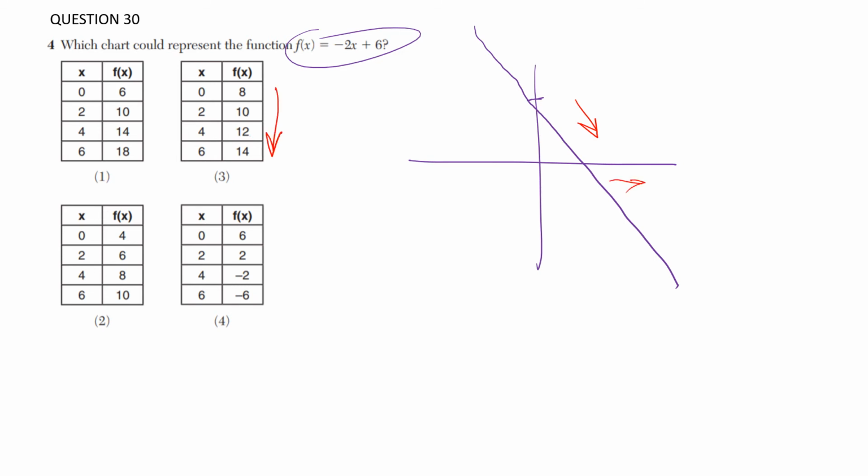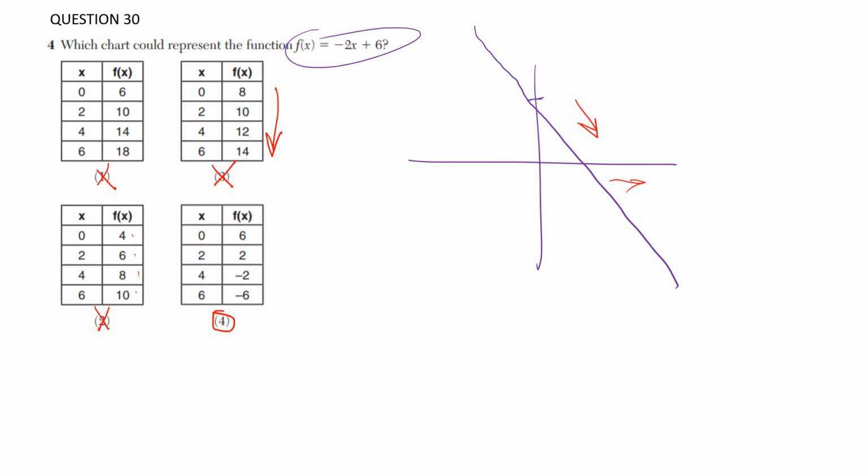It's 8, 10, 12, 14. It's going up. We need it to go down. That can't be the answer. In choice 1, 6, 10, 14, 18, by the same reasoning, cannot be the answer. In choice 2, it also goes up: 4, 6, 8, 10. By the same reasoning, cannot be the answer. And just from that, we can be pretty certain that 4 is the answer.